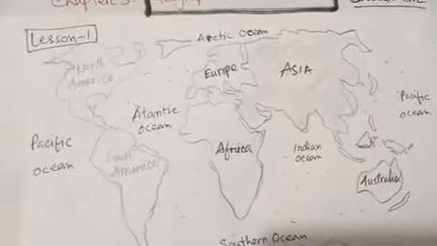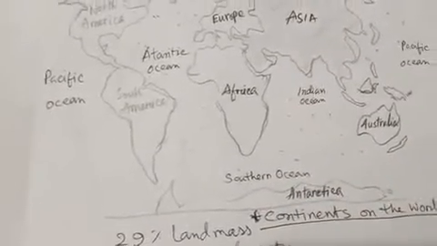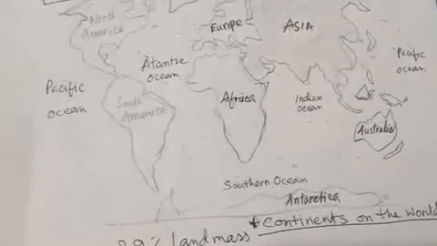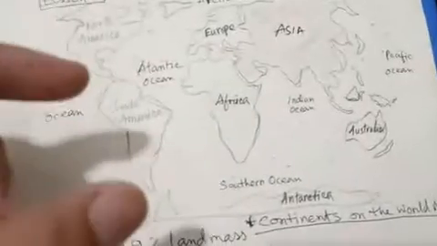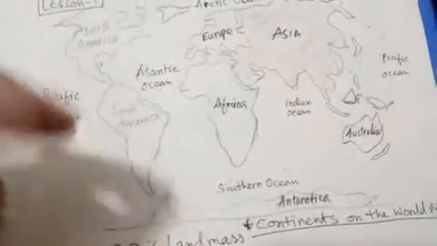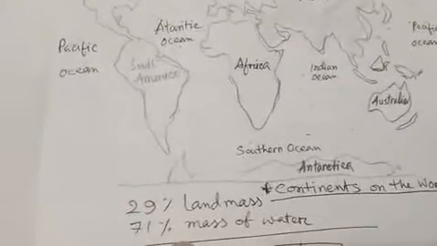Only 29% of the world is landmass. So if 29% is landmass, then in the whole world there is 71% remaining. What is this? This is definitely water. So the mass of water is 71%.